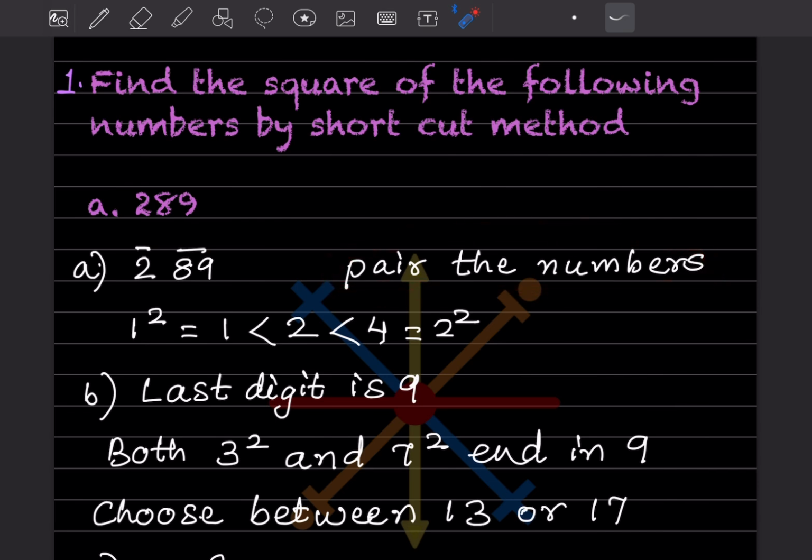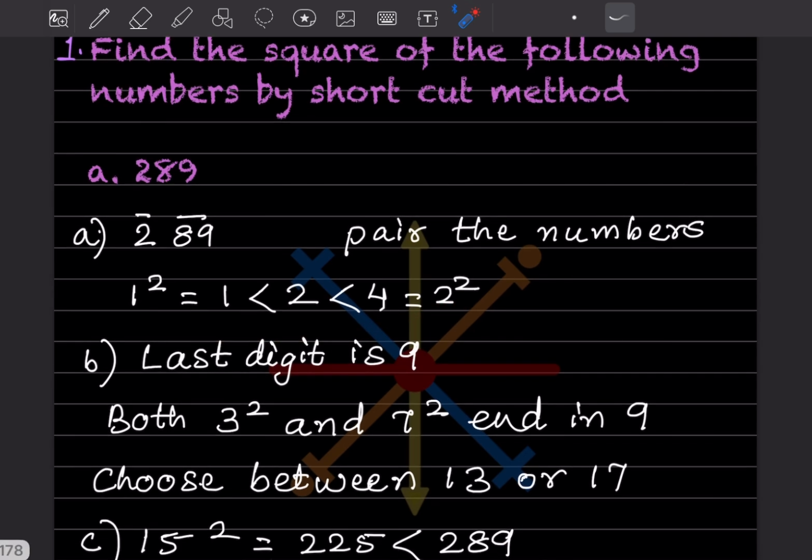So now you will look at this first part. Now we have to find the square. So this is number 2. 1 square is going to be 1, 2 square is going to be 4. So we are going to see the square of it. This first part should be 1 square. So what we can write for this one? We can write 1 is less than 2 is less than 4, because this number is between this 1 square and 2 square.